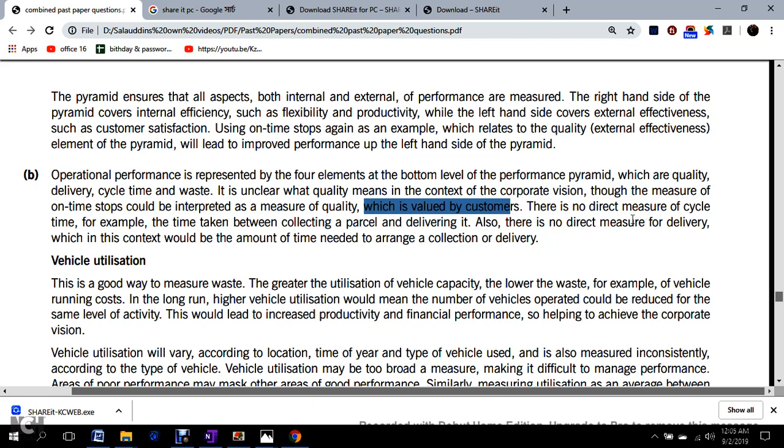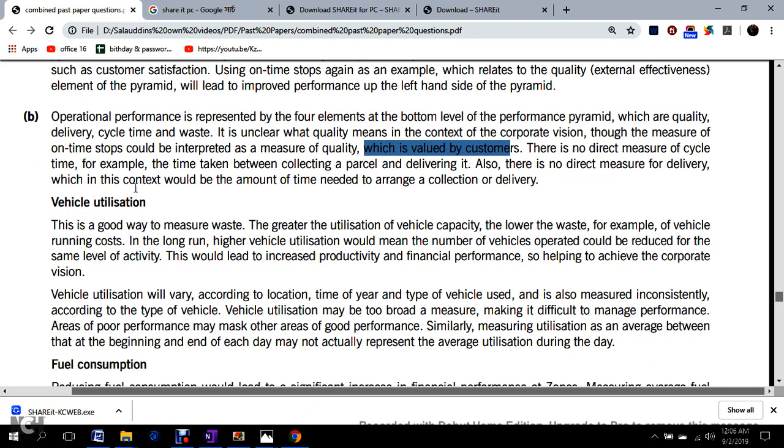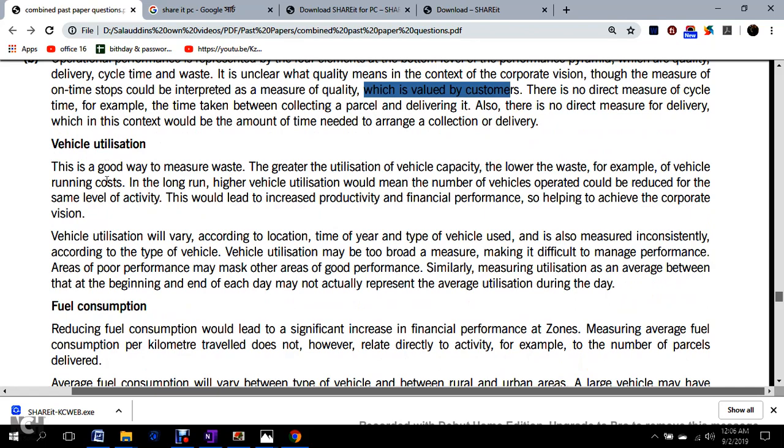There is no direct measure of cycle time. For example, the time taken between collecting a parcel and delivering it. What is the cycle time? Cycle time means how long you need, what amount of time you are taking between collecting a parcel and delivering it to the right person. Moreover, there is no direct measure for delivery: the amount of time needed to arrange a delivery or to arrange a collection. Nothing is mentioned about delivery. Okay, they are being precise. They are discussing 3 measures separately.